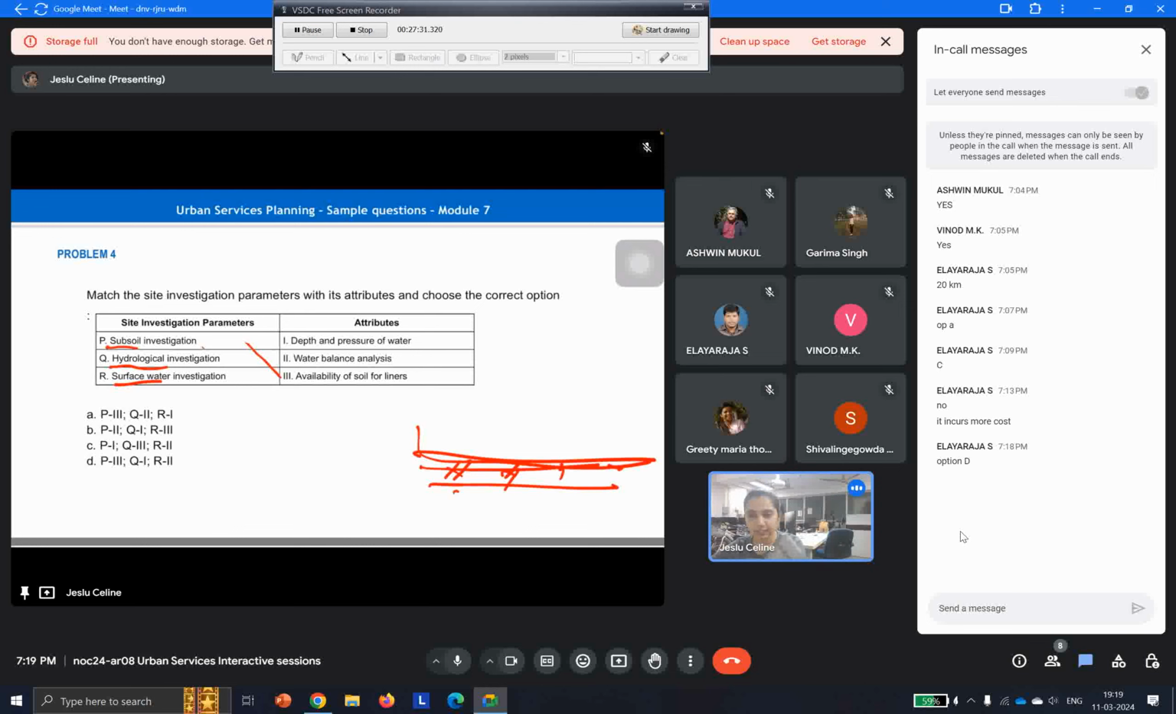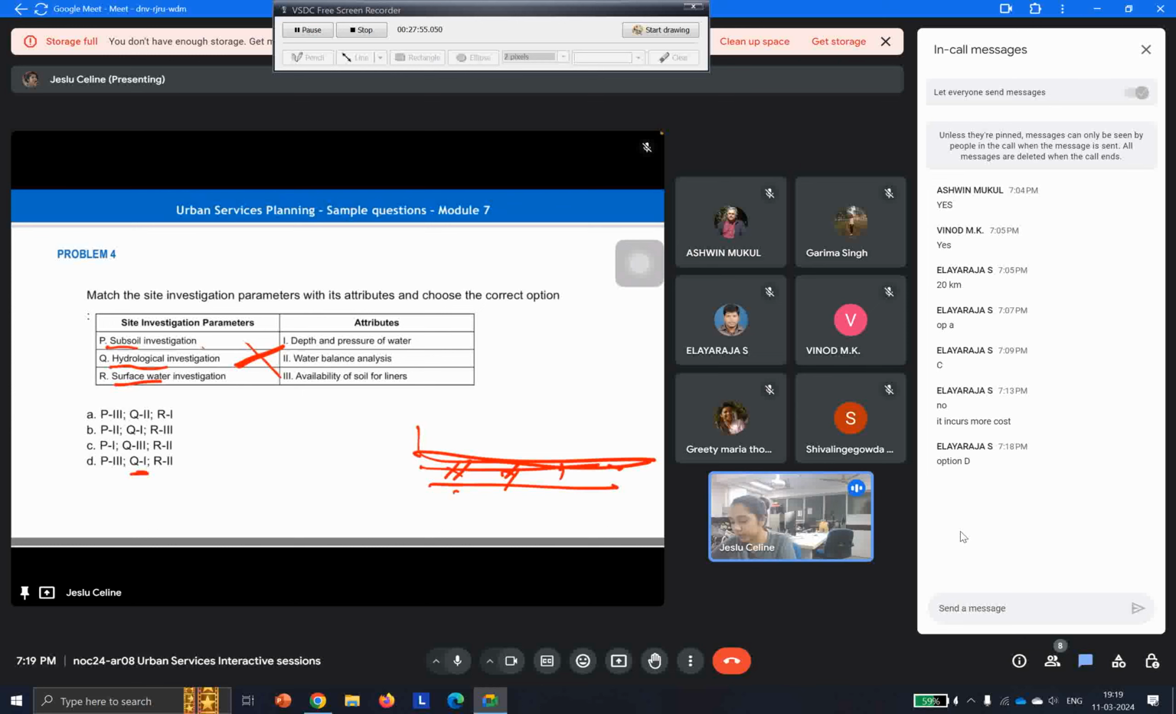So, as per option D, yes, P works out to 3. Very good. Now we have hydrological investigation. Hydrological investigation is done in order to look at the pressure of the water. So, hydrology, we know that we are looking at the water table, the depth analysis, the pressure, and all that. So yes, as per option D, that's the correct statement. The depth and pressure of water.